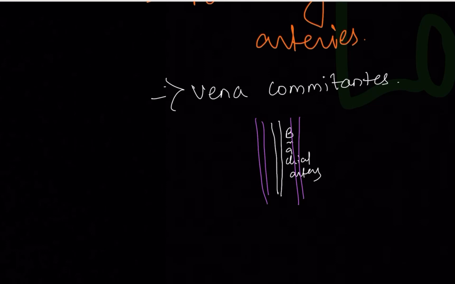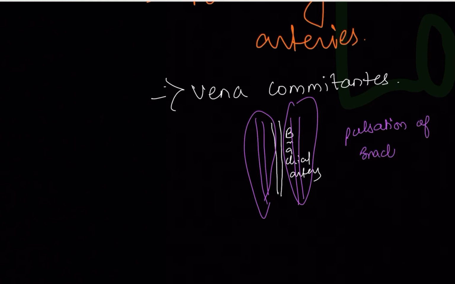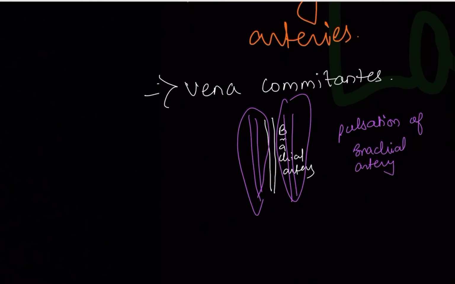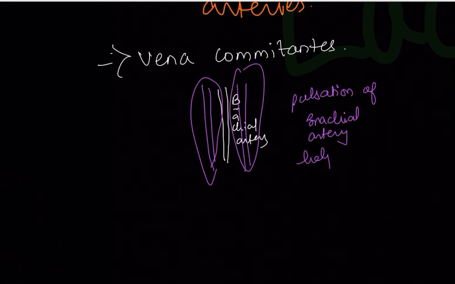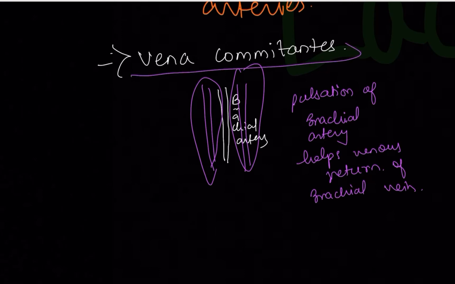This brachial artery has a nice amount of pulsation. So this pulsation of the brachial artery helps the venous return of the brachial vein. Such veins which have such a structure that they are able to do venous return because of the pulsation of an artery, we call vena comitantes. So you should know that. What are vena comitantes?